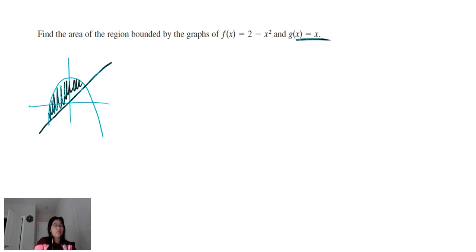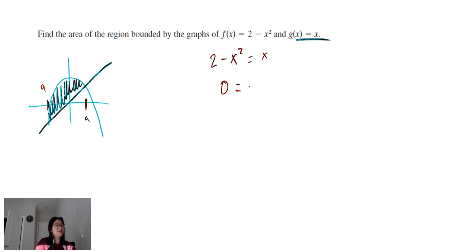But we're not given our intersection points. We're not given our upper and lower bounds, so we need to figure that out. How do we figure those out? Well, we can just set these two equal, so we have 2 minus x squared equals x, and find out where they intersect.